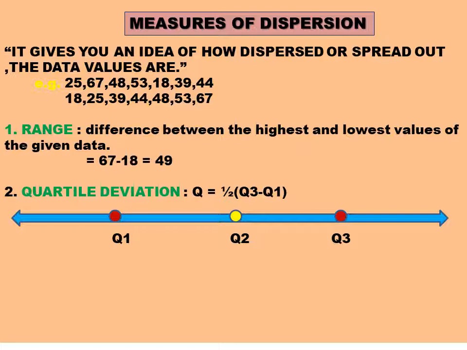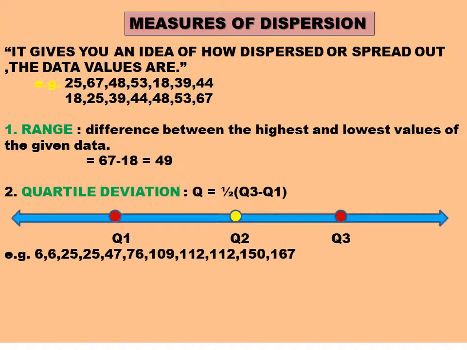Quartile deviation is also called the semi-interquartile range, and the formula is half of Q3 minus Q1. That means you have to find Q3, find Q1, subtract them, and divide by 2. That will give you the quartile deviation. So how are you going to find it? Let's see by an example. I am taking the example of these numbers.